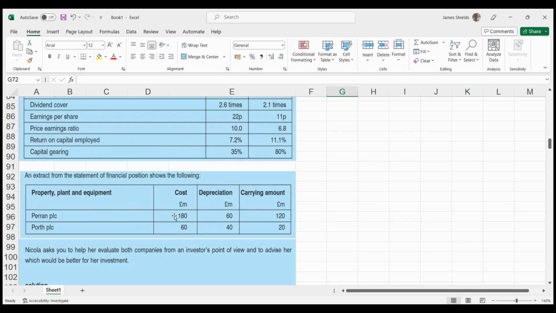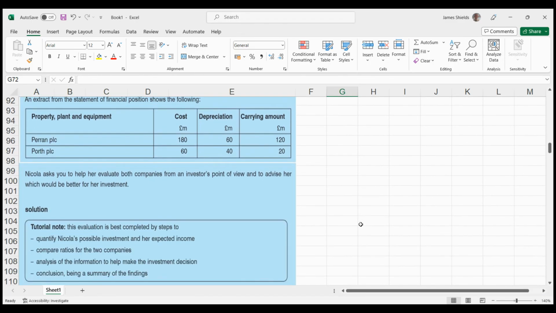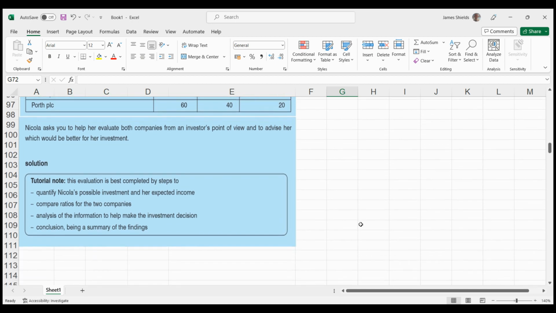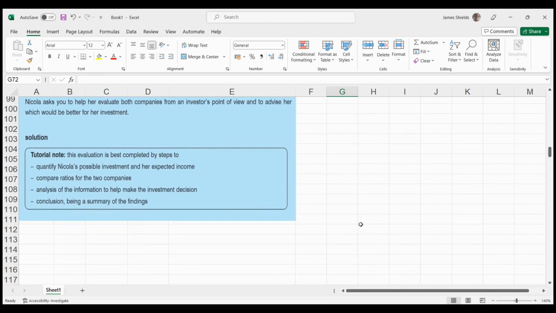Now, it could also suggest that Porth plc could be a growing company and has more chance to grow than Perrin plc. So that's another potential there. Now, Nicola asked you to evaluate both companies from an investor's point of view and to advise her which would be the better investment. So in your evaluation, we're going to cover the following bits and pieces. We're going to quantify Nicola's possible investment and her expected income, compare ratios for the two companies, analyse the information to help make the investment decision, and the conclusion is going to be a summary of the findings.